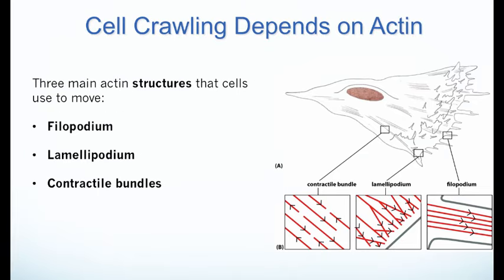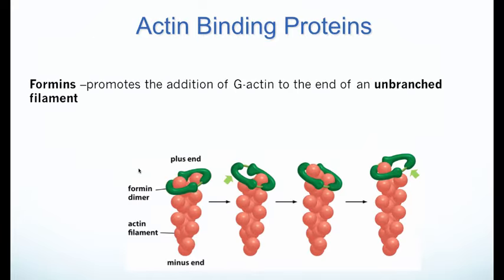All right, so we talked about 3 different types of structures that the cells make in order to crawl. We went over the process of cell migration. I'm not going to do it here. But 3 different structures that are all dependent upon actin: the filopodium, the lamellipodium, and the contractile bundles. And I just briefly talked about one actin accessory protein that goes with each one of these. So we'll start with the filopodium.